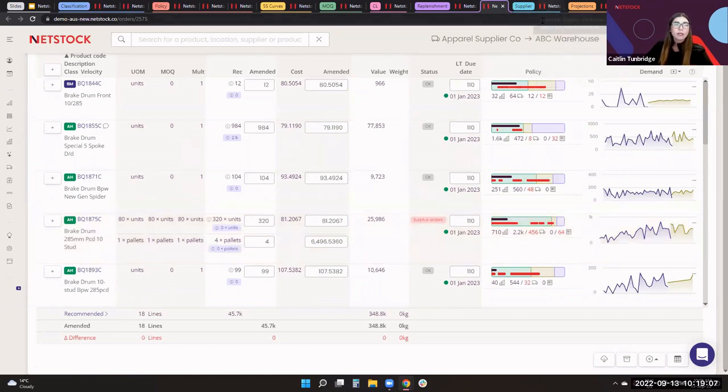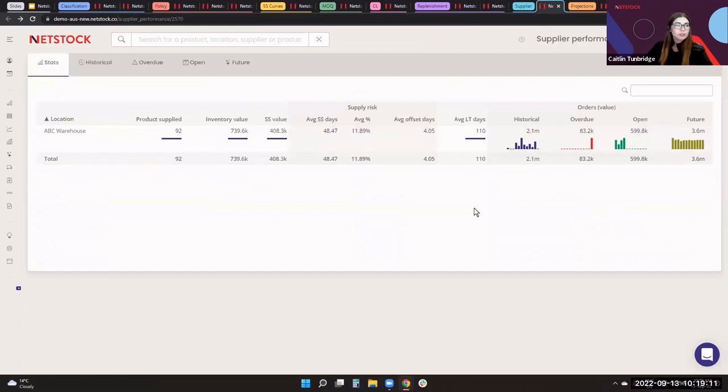So when it comes to reporting and visibility on your expected spend with the vendor, it's important to see that all the information that we need is included in that supplier performance module. In these modules, you get a summary view on your vendors and how they're delivering in the warehouse. You can see here for this apparel supplier co-vendor, they deliver to our ABC warehouse. They supply us 92 items.